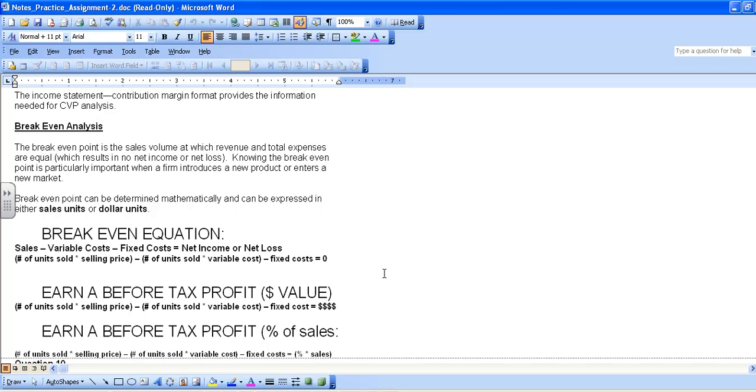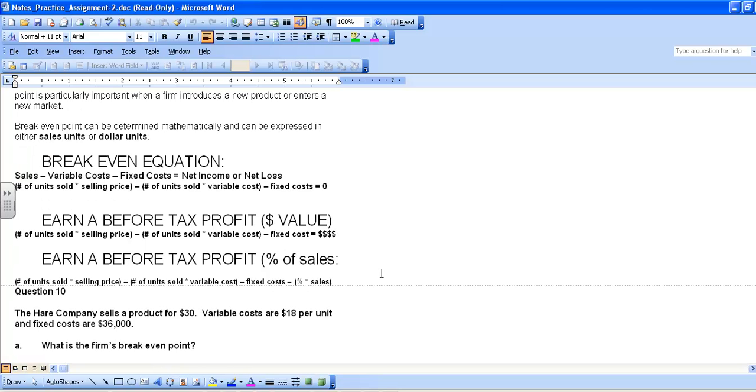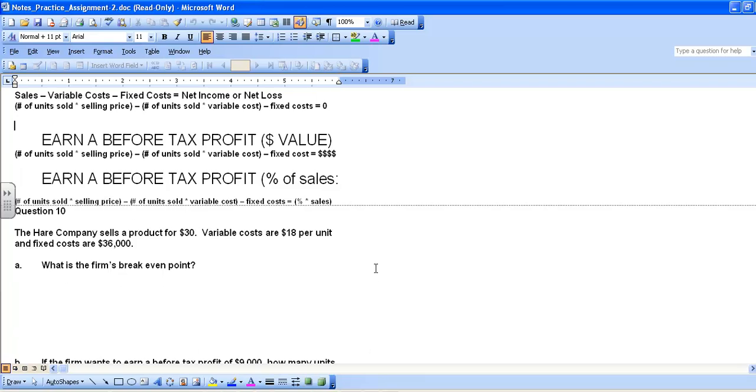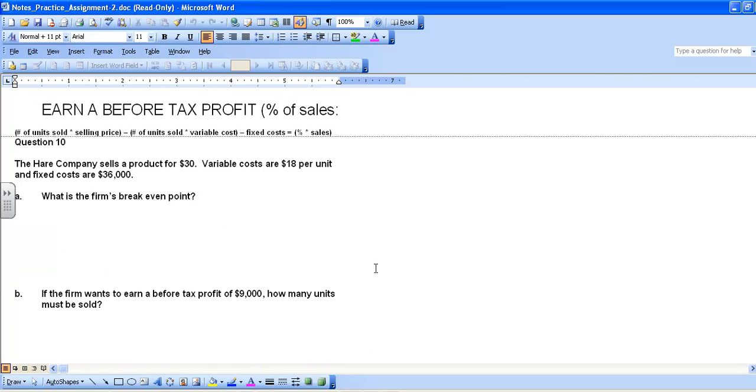To earn a before-tax profit, we use the same equation, but instead of 0, we're going to put a dollar amount at the end of the equation. To earn a before-tax profit of a percentage of sales, we're going to use an equation that has our sales times the percentage that we wish to earn. So I'm going to do some of the examples here with you.